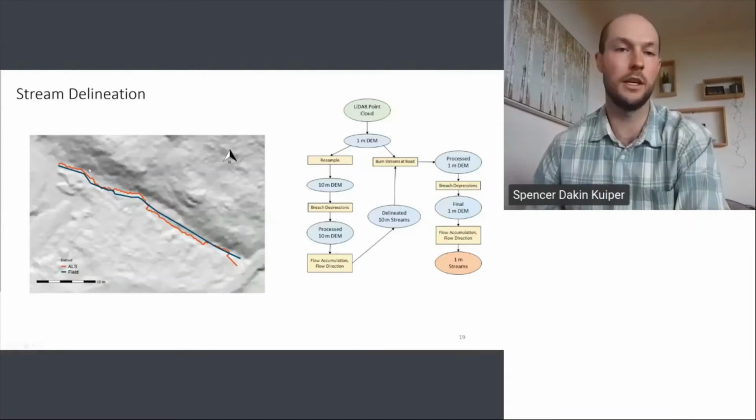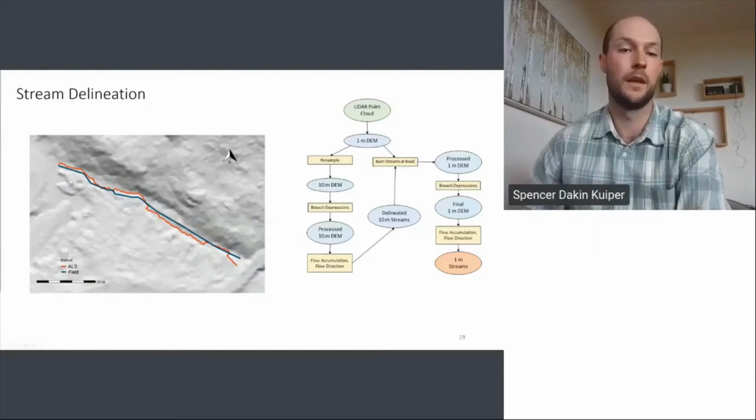Our results were quite good, with the red line showing the ALS or LiDAR measured stream, and the blue showing our field measured stream.